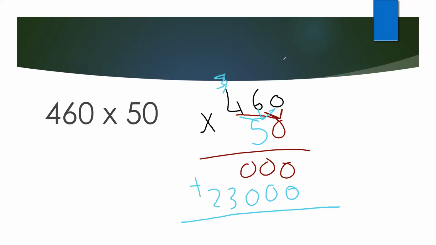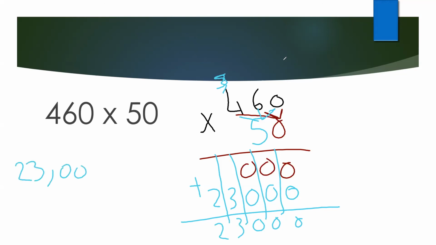And then I'm going to add those numbers. I'm going to align them, make sure to align them. 0 plus 0 is 0, 0, 0. 3 plus nothing is 3. 2 plus nothing is 2. So that will give me 23,000 as my answer.